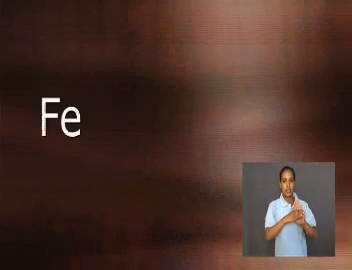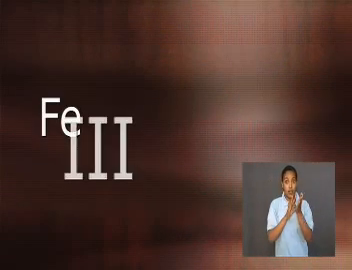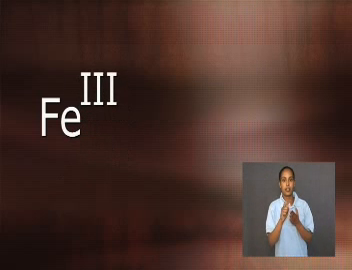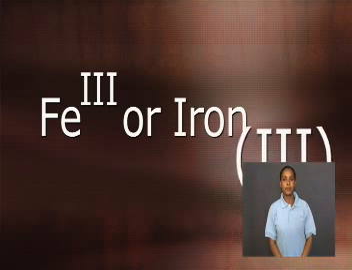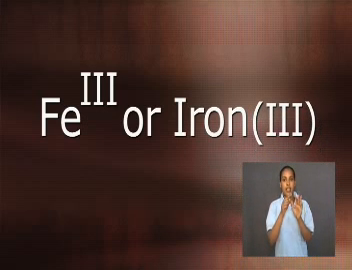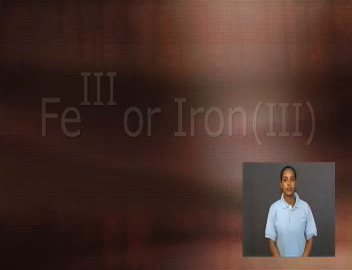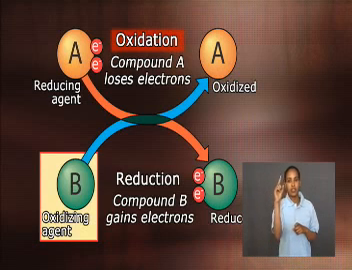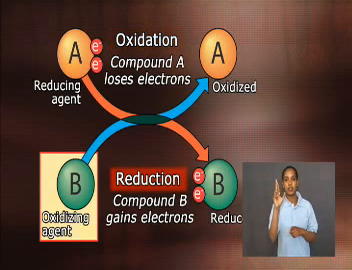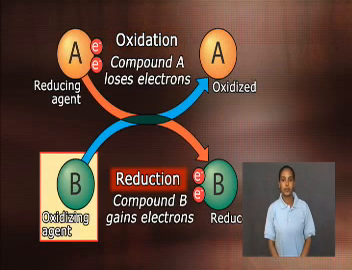The oxidation number can be represented by Roman numerals written to the right of an element symbol as a superscript or in parenthesis following the name. The opposite of oxidation is reduction.